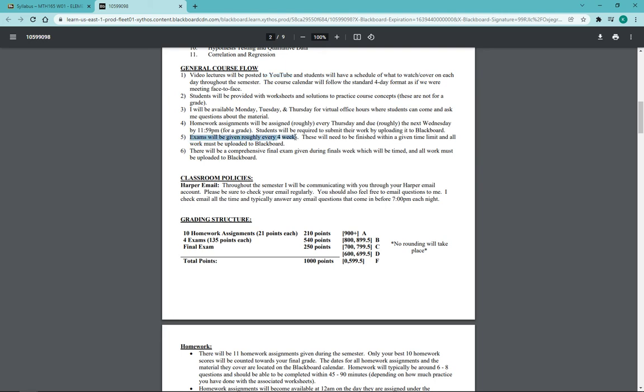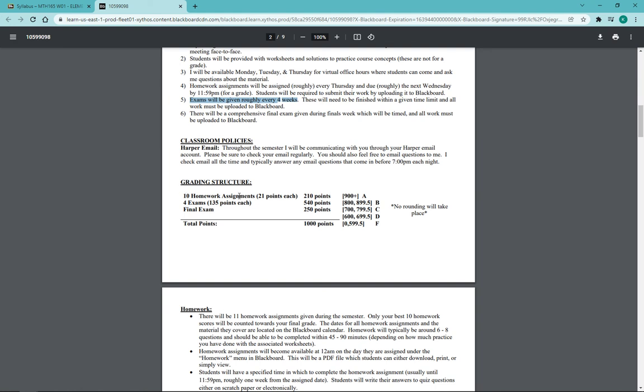Then we'll have exams roughly every 4 weeks. So a homework every week, exams roughly every 4 weeks. We'll have 4 exams in total. And then we'll have a comprehensive final at the end of the semester. You'll see down here exactly how the class is going to work. We're going to have 10 homework assignments, 4 exams, and a final. If you tally all that up, that means we're going to have 1,000 points total in the class.